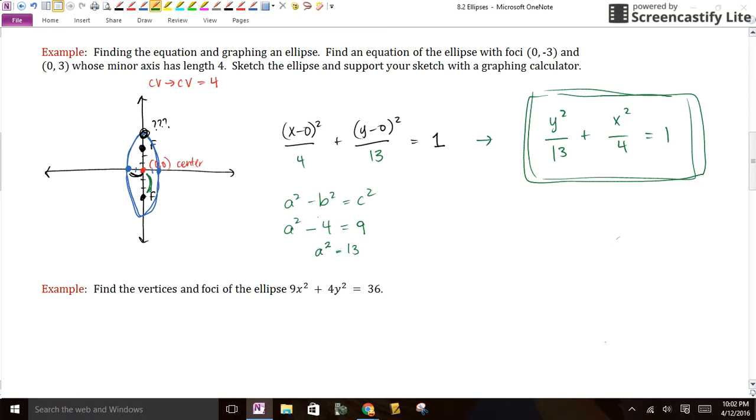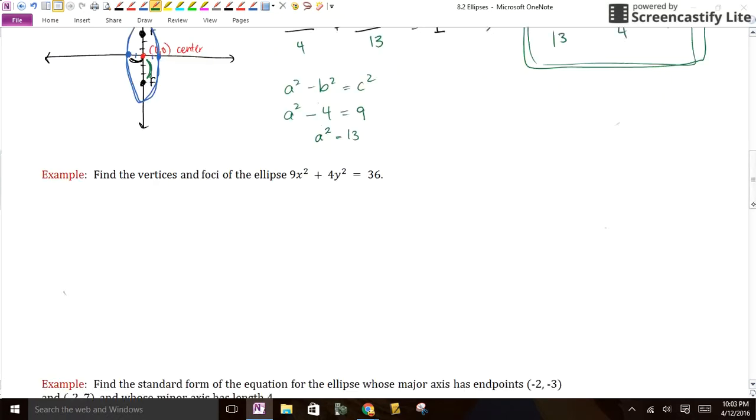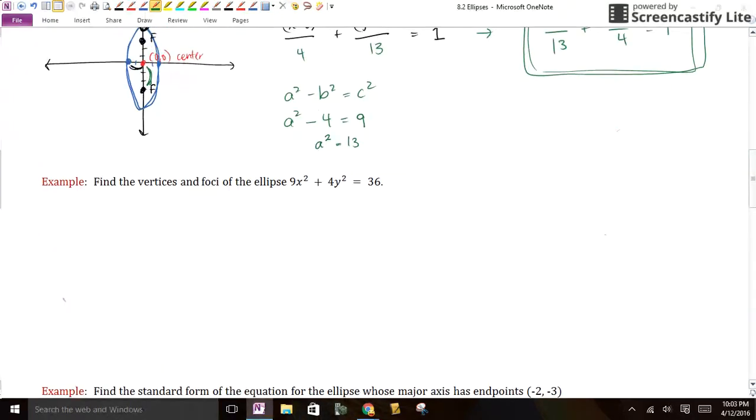In fact, maybe we'll do it on the next one. So let's try it. Look at this guy here. Ellipses are supposed to be equal to 1. So as I get this equation, it looks pretty good, but I'm just going to divide everybody by 36. Boom. That's going to make it equal to 1. And so what do you have? You have x squared over 4 plus y squared over 9 equals 1. There it is. Now let's find all the parts.